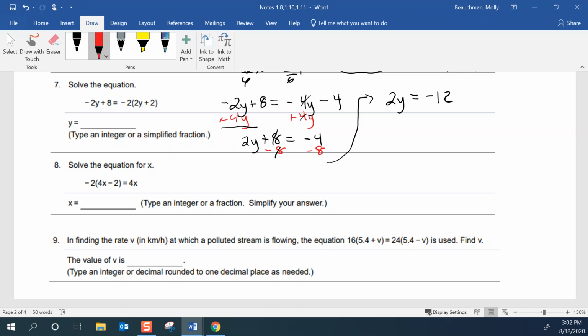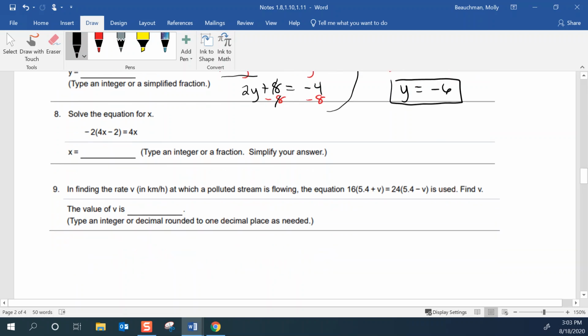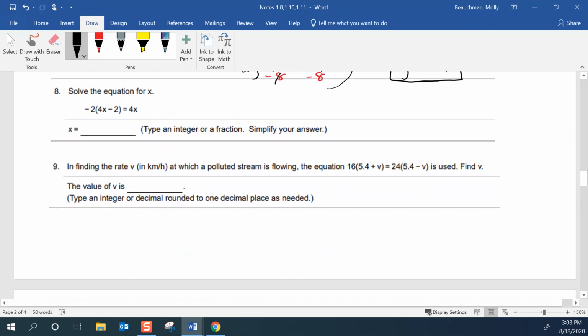Divide both sides by 2. And we end up with y is equal to negative 6. Then I'll leave it up to you to go ahead and check and make sure that we're correct. All right, next example. Same steps. We've got to distribute our negative 2 first. Okay, actually, why don't we pause the video, try it, and then show the solution after you try.